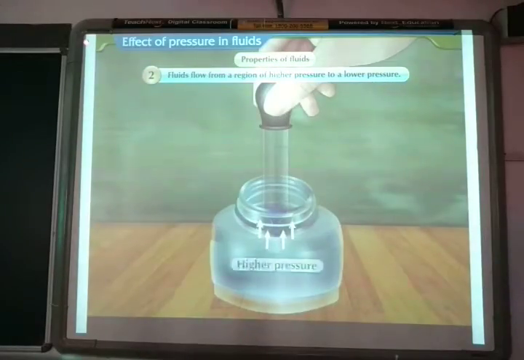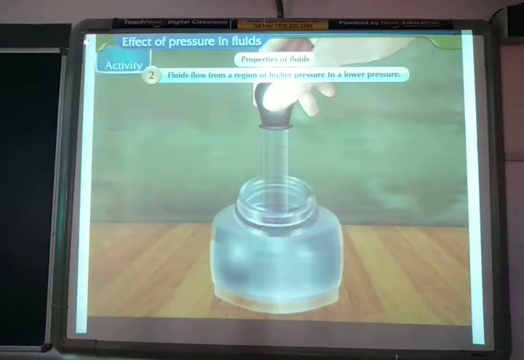Fluids flow from a region of higher pressure to a lower pressure. Now, let us understand an important property of fluids. For this, we need to perform an activity.